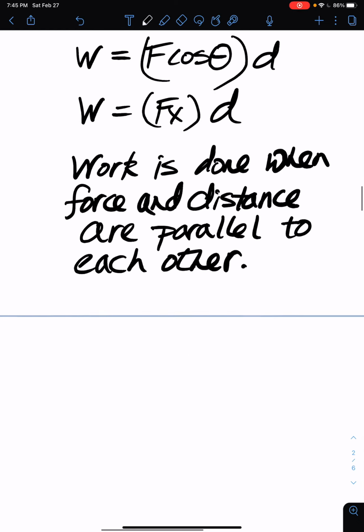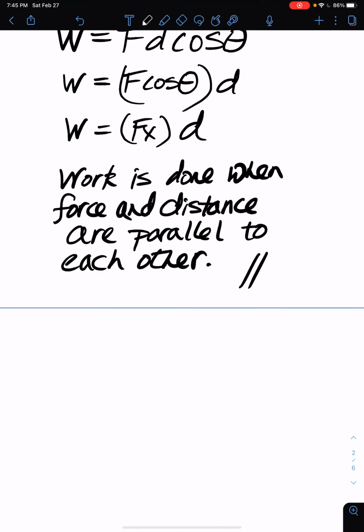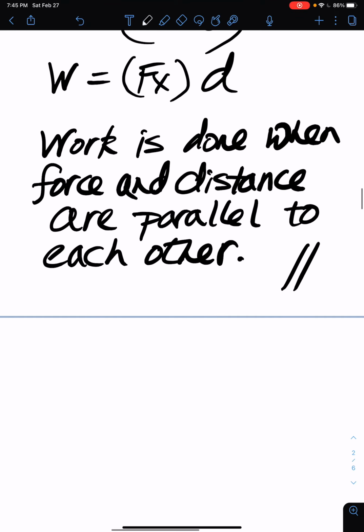So, and the sign for parallel is like that, right? Like railroad tracks. So when they line up, when the force and the distance are parallel, that's when work is done.